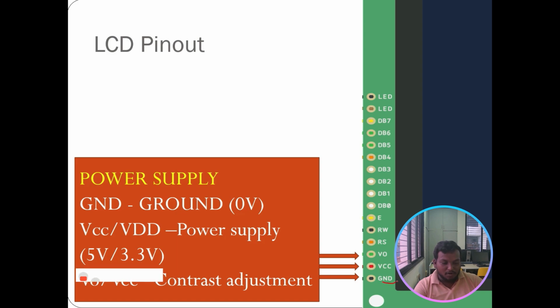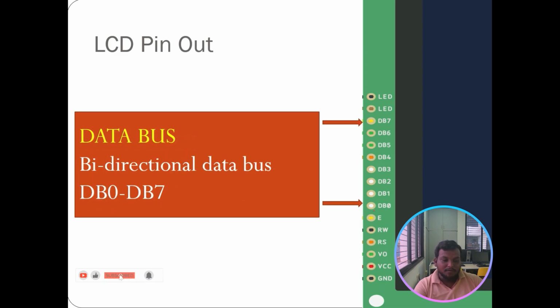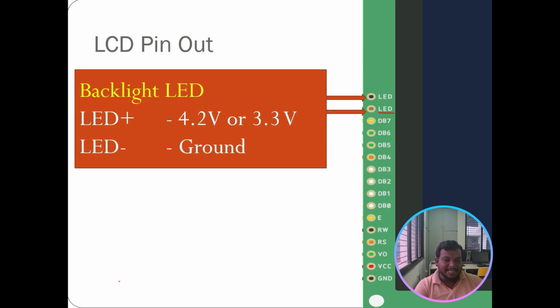So first, VSS is connected to ground. Next, VCC is connected to 5 volts, and we are not connecting this pin. Next, coming to RS, RW, E, D0 to D7 pins, and LED anode and LED cathode.